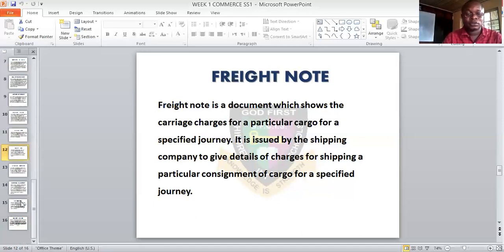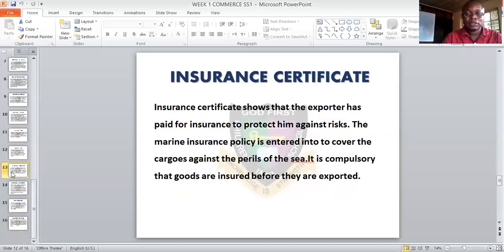Freight note. Then the next one is the insurance certificate. You must know that insurance is a pool of risk. It simply means that any property you have is covered based on the risk. So this insurance certificate will show whether the exporter has paid for the insurance.